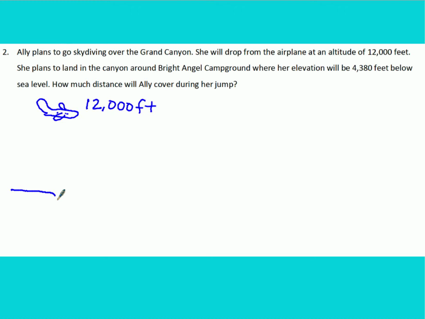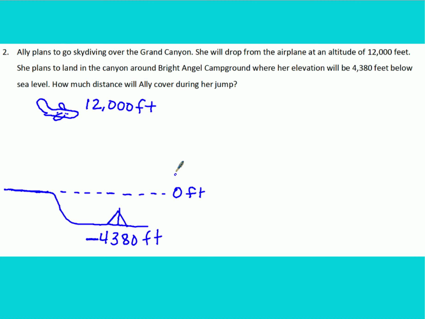and then somewhere down below, we have the Grand Canyon. And she wants to land on this campground, so maybe we'll draw a little tent here. She's going to land around the campground, and it said that she would be at 4,380 feet below sea level. So if it's below sea level, that means that we're talking about a negative 4,380 feet. So this level here, where the Grand Canyon would have started going under, would be considered 0 feet, or sea level. This is our neutral level here.